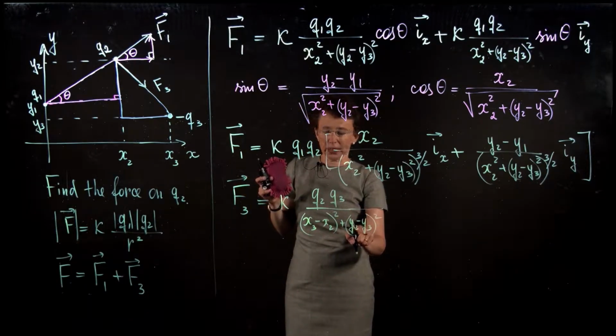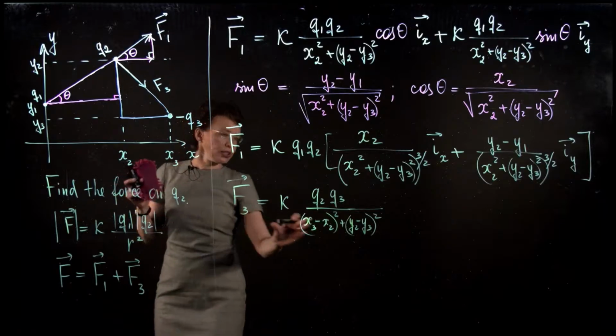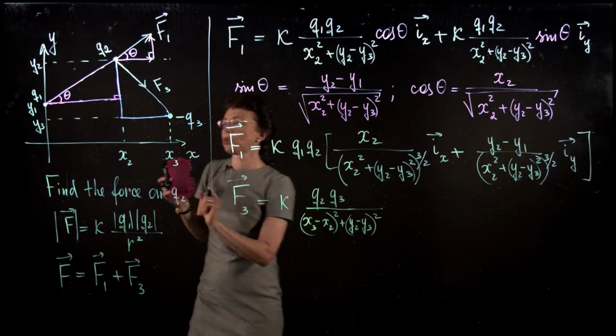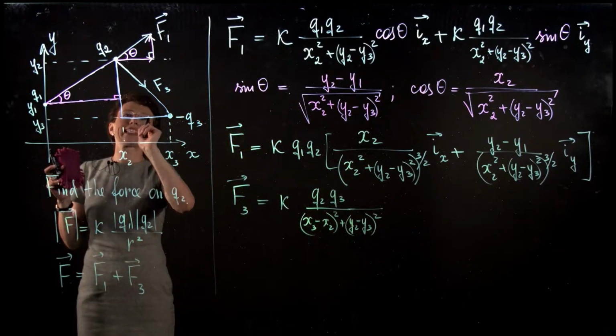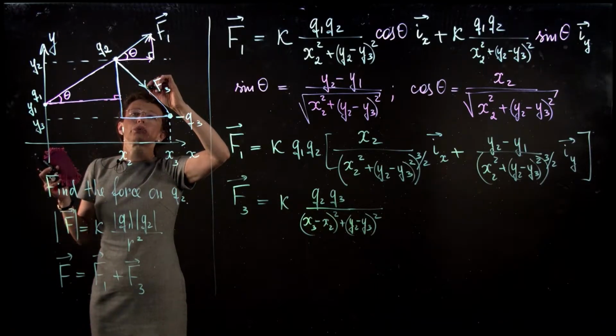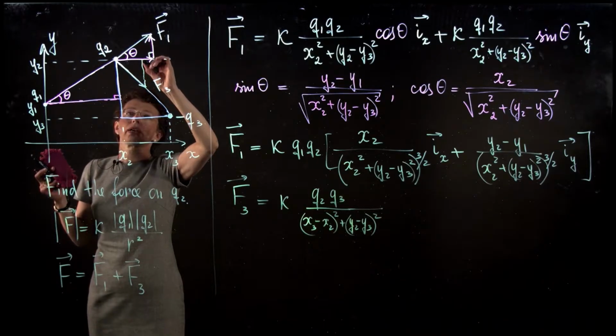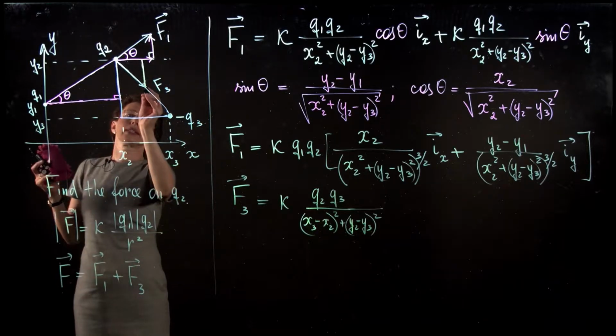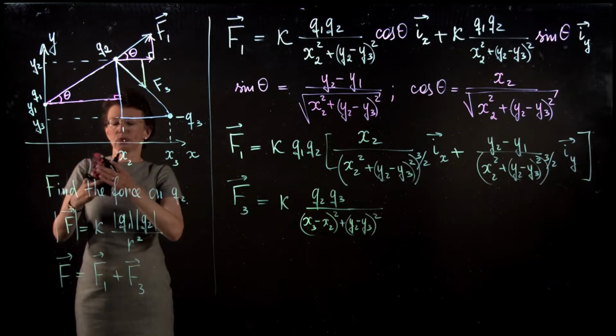Distance squared. Now I want to write the x component of force F3. I need to project F3 on x. Which triangle will we use? Let's draw a line that is perpendicular to x. This line. This is F3.